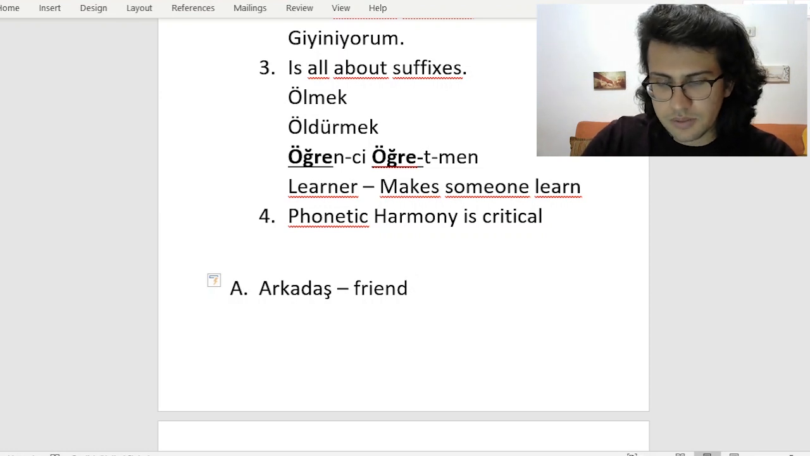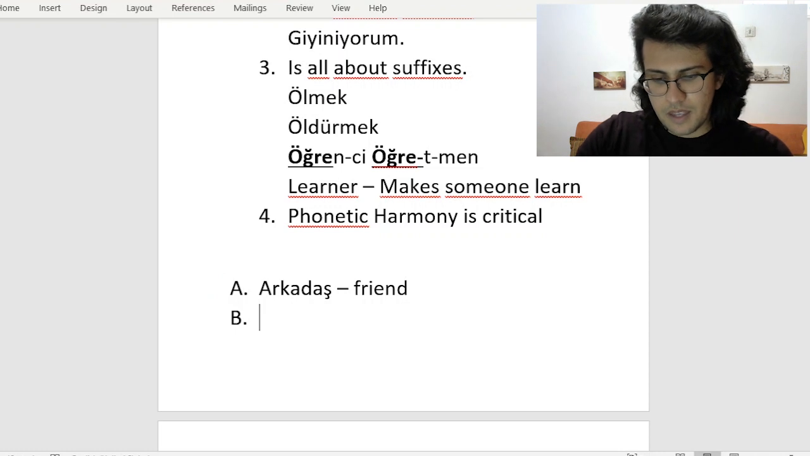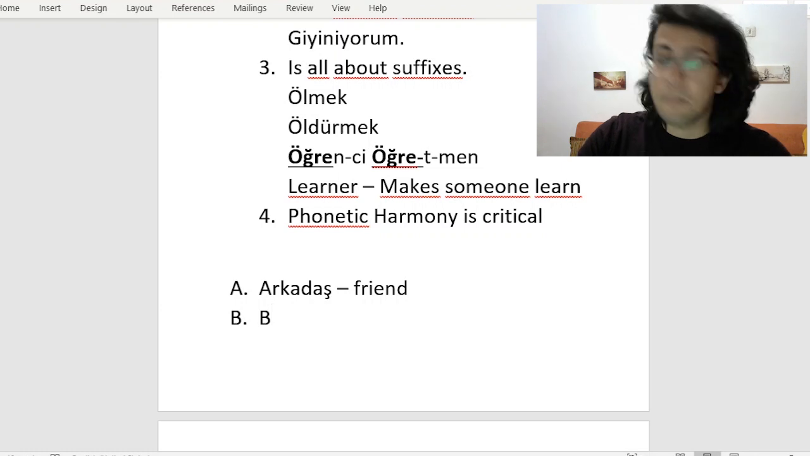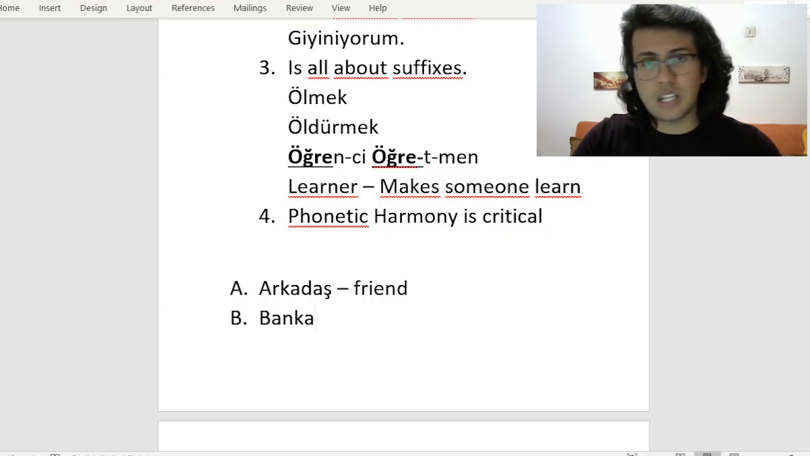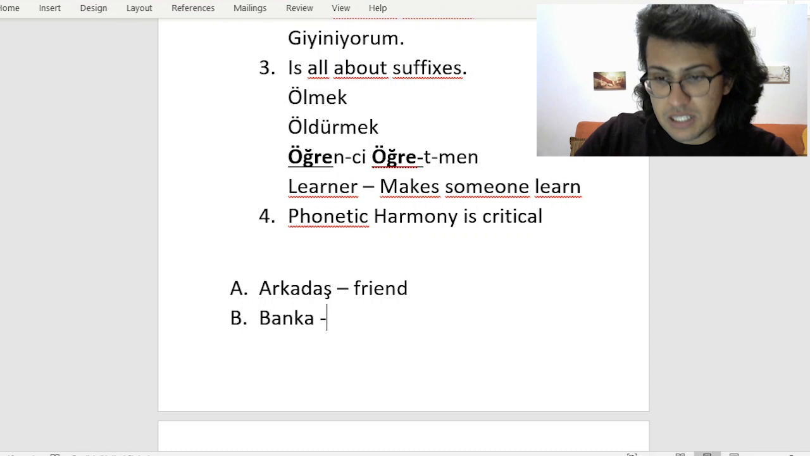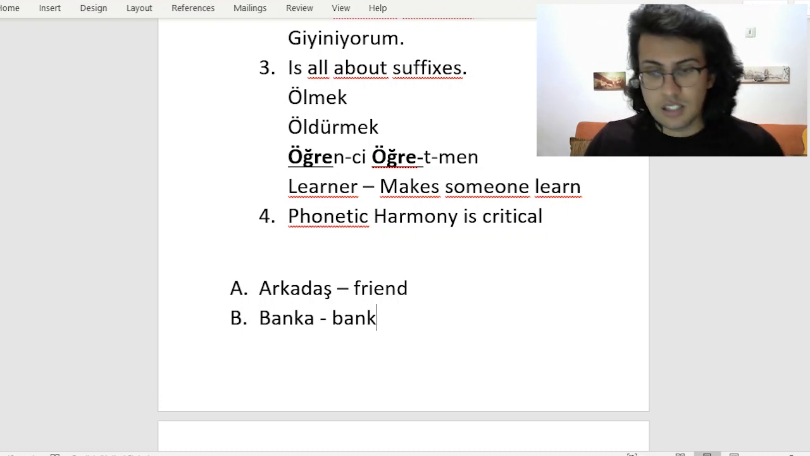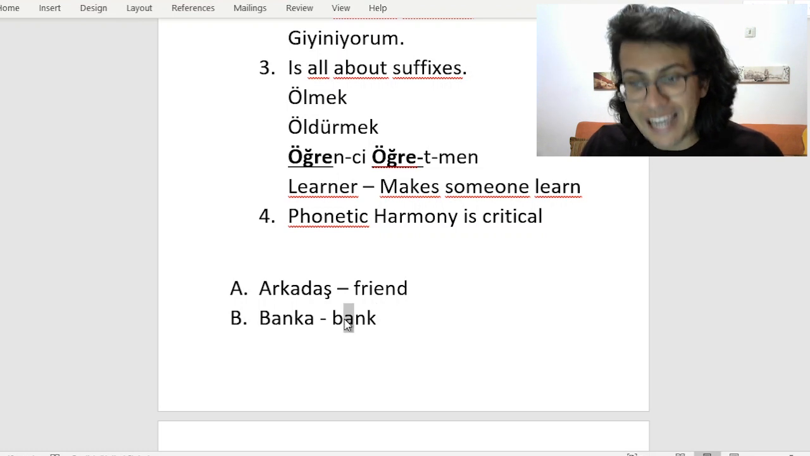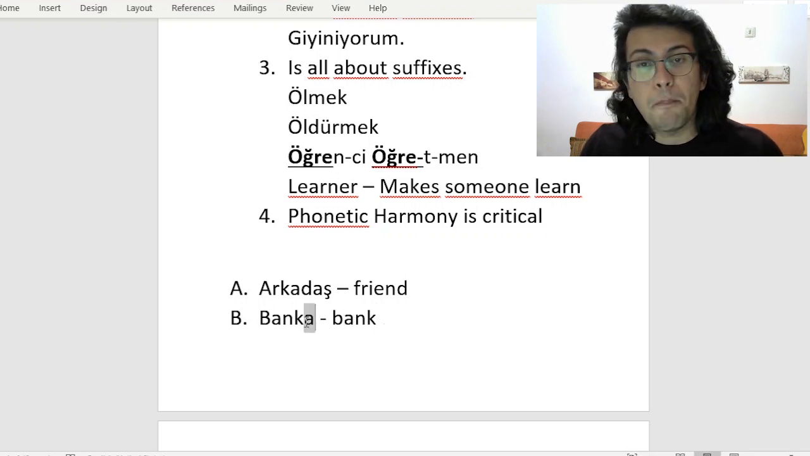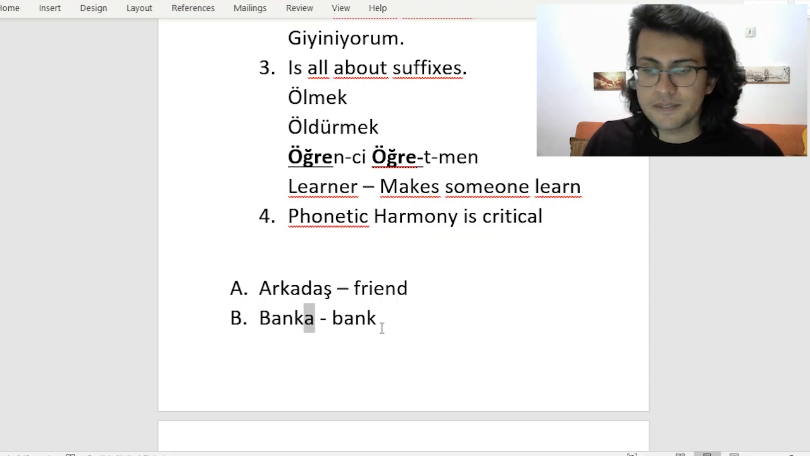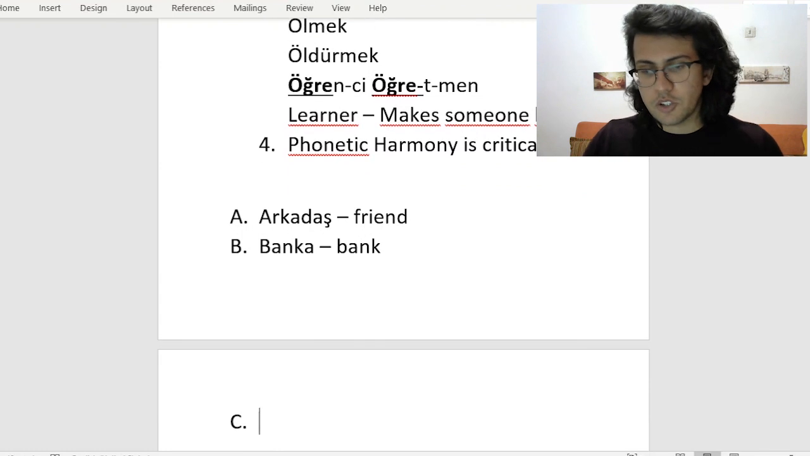Let's go to the next letter. And let's take the word banka. Let's continue to use the letter A. And it means bank. That's actually quite nice. Here in English, this was pronounced as bank. Here it's banka. Almost like bunker. Banka. Okay. Let's go to the next letter.